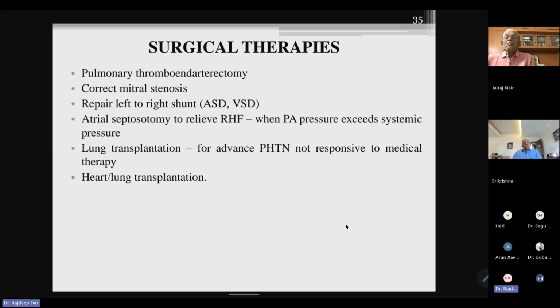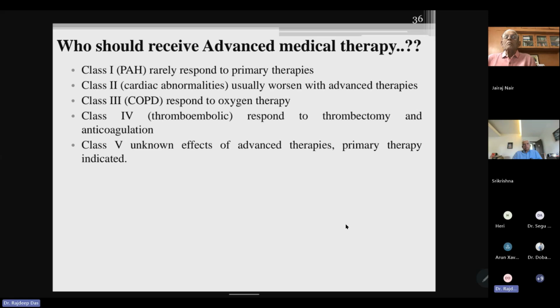In case of CTEPH, the definitive therapy is pulmonary thromboendarterectomy. Correct the left-sided valvular lesion, such as mitral stenosis, when associated, and repair the left to right shunt. Atrial septostomy relieves right heart failure when pressure exceeds the systemic pressure. Lung transplantation is the last resort of treatment for advanced pulmonary hypertension not responsive to medical therapy. It may be an isolated lung transplant or combined heart and lung transplantation. Both should receive advanced medical therapy.